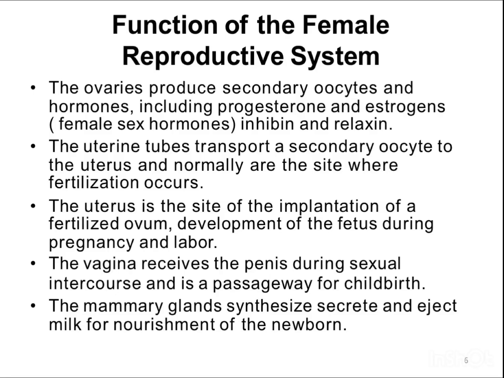Function of the female reproductive system. The ovaries produce secondary oocytes and hormones, including progesterone and estrogens, the female sex hormones, inhibin and relaxin. The uterine tubes transport a secondary oocyte to the uterus and normally are the site where fertilization occurs. The uterus is the site of implantation of a fertilized ovum, development of the fetus during pregnancy, and labor. The vagina receives the penis during sexual intercourse and is a passageway for childbirth. The mammary glands synthesize, secrete and eject milk for nourishment of the newborn.